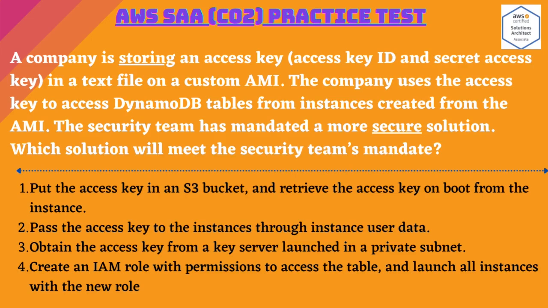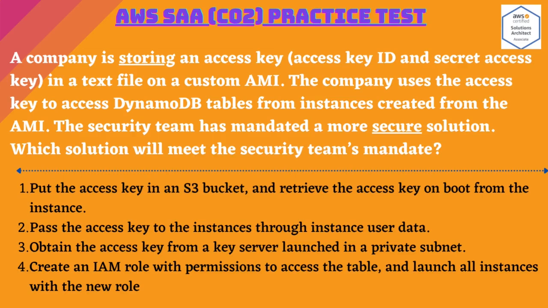So according to the question, the user is using access key ID and secret access key on the custom AMI, which is not best practice according to AWS. Pause the video and read the question carefully and try to guess the correct answer. So the first option is put the access key in an S3 bucket and retrieve the access key on boot from the instance. So this is not a valid answer. You should never put or expose your access or secret access key.